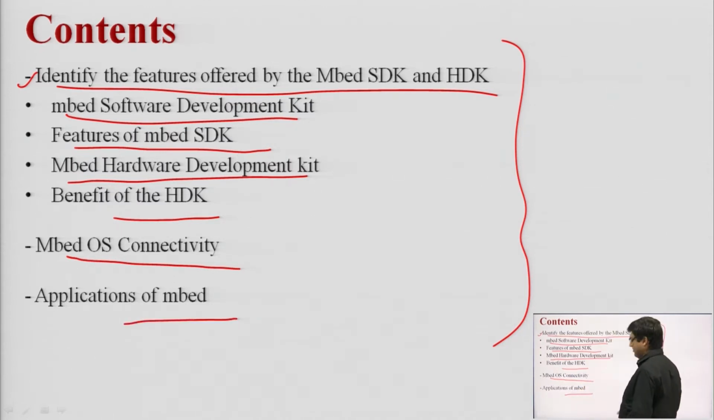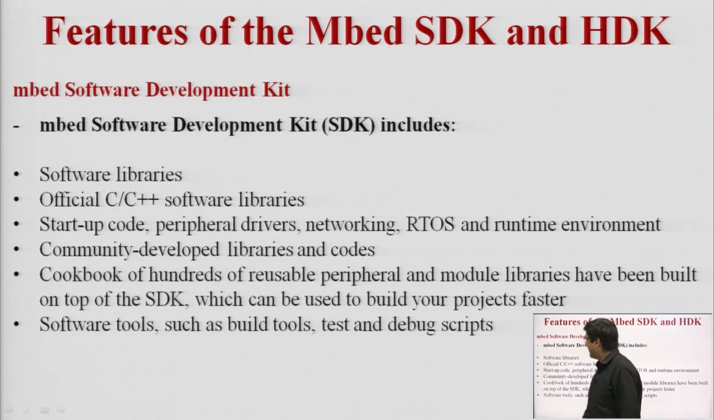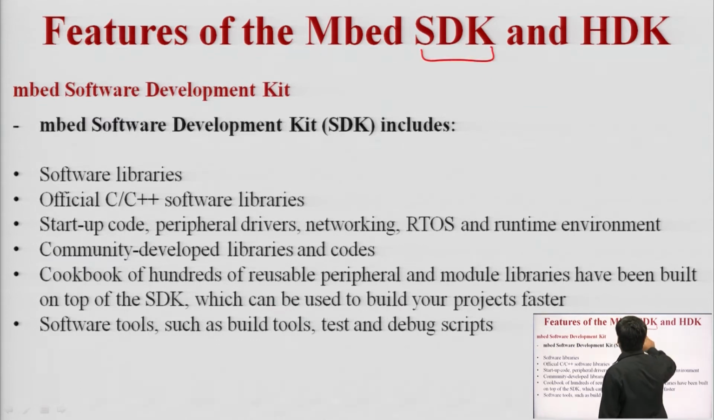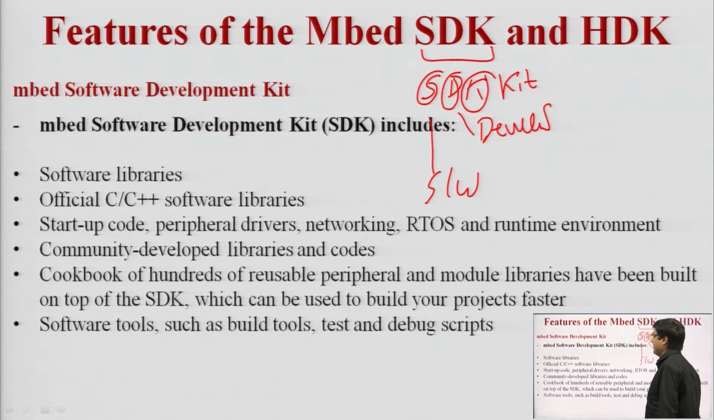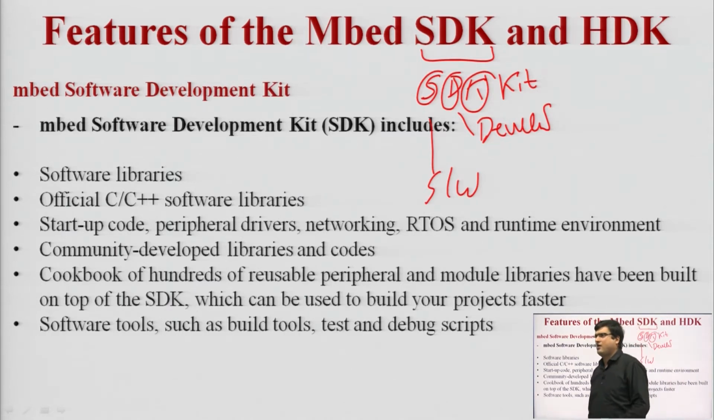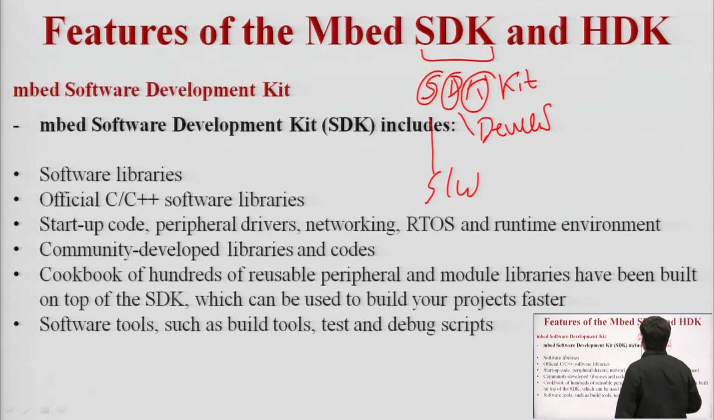So, basically let us start with the first topic, that is, features of the Mbed SDK and HDK. So, what is the meaning of SDK? SDK means software development kit. S means software, D means development, and K means kit. We are talking about the development kit. In the previous lecture we have discussed that the code which is written in Mbed is compatible with every hardware development kit. So, we are talking about that hardware development kit. So, HDK means hardware development kit. All are available in Mbed.